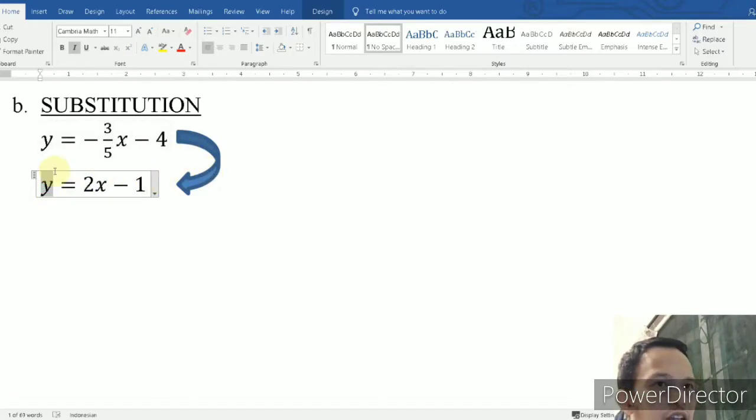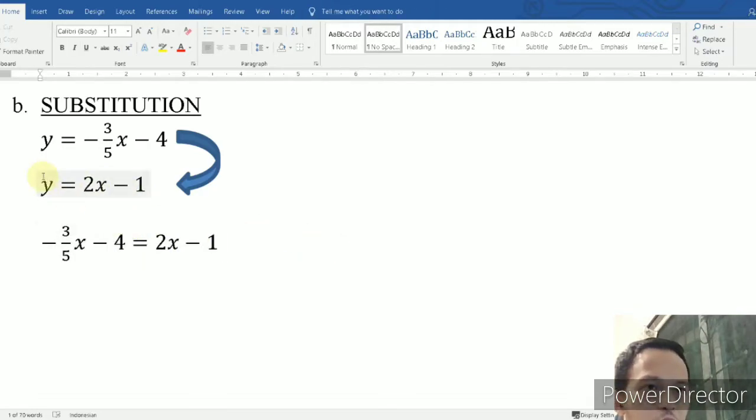So you get the idea. Since y equals this one, then this y I can substitute by this definition. Therefore, by substituting that, I will have this one. So I will substitute the first one into the second one. I will have the y substituted by negative 3 over 5x minus 4. This replaced the y in y equals 2x minus 1. I hope you get the idea there.